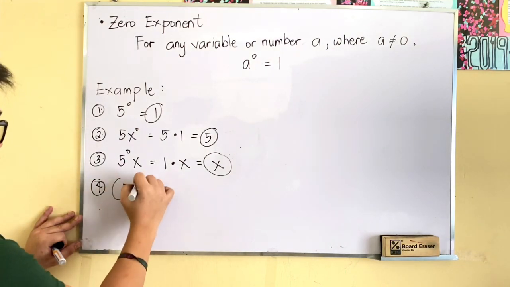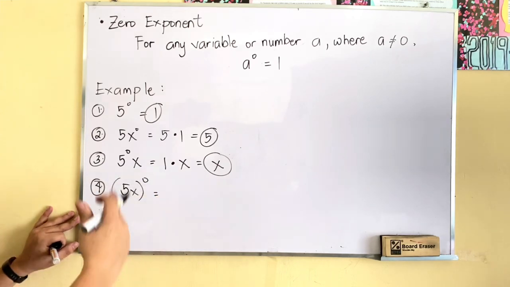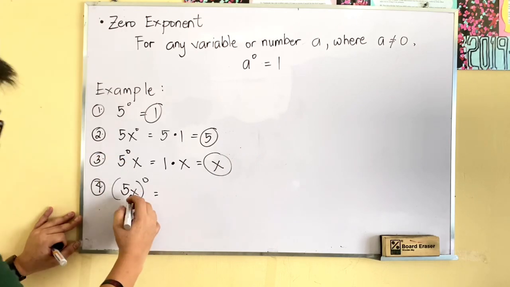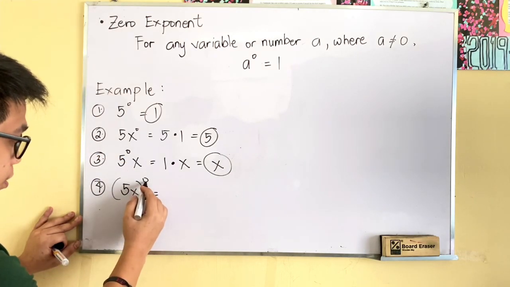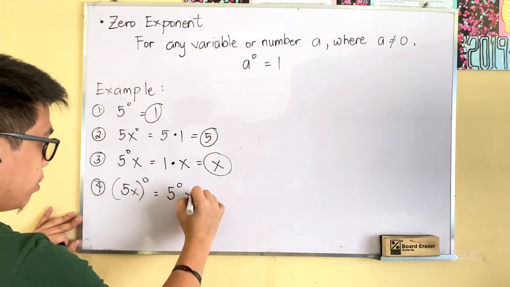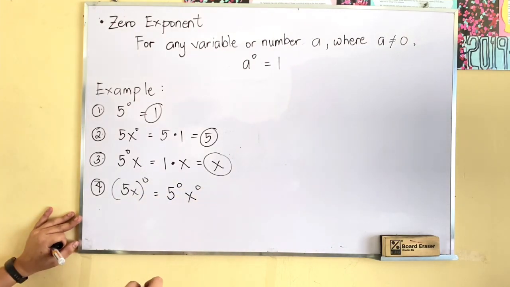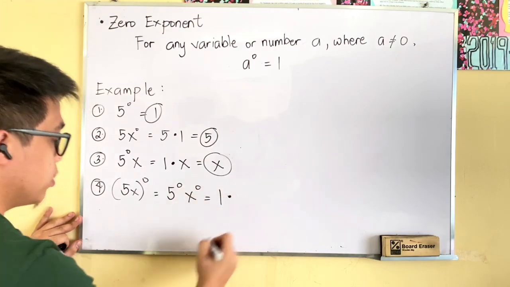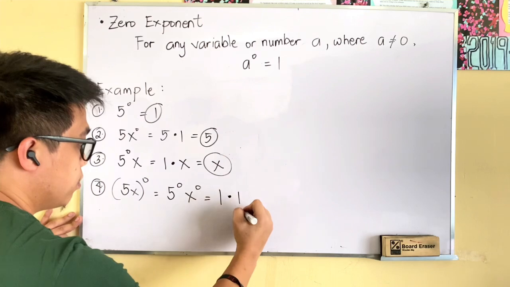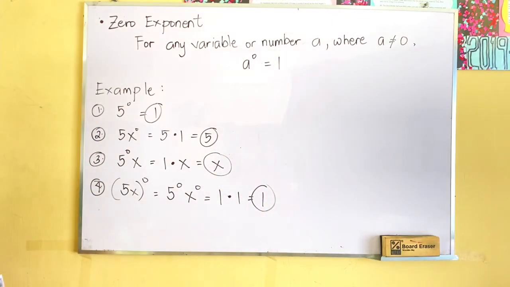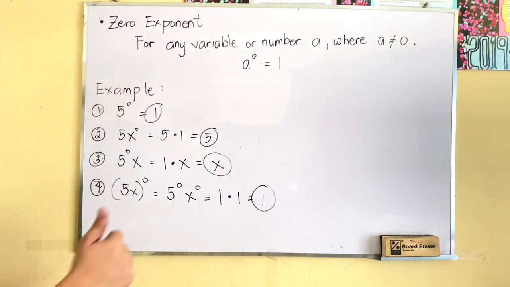5x all raised to 0. So, by the rule or law of exponent, i-distribute natin yung exponent na 0. So, 5 raised to 0, x raised to 0. So, equal siya sa 5 raised to 0 is 1 times x raised to 0 is 1 also. So, equals 1 ang final answer. Naintindihan? Very good.